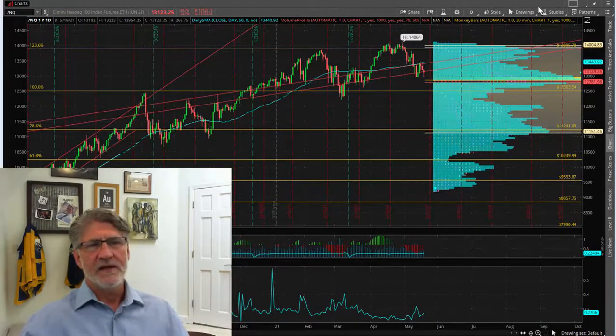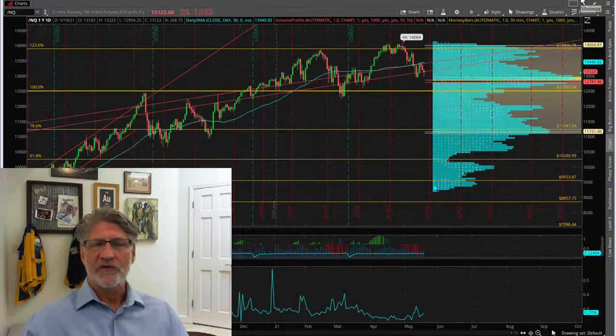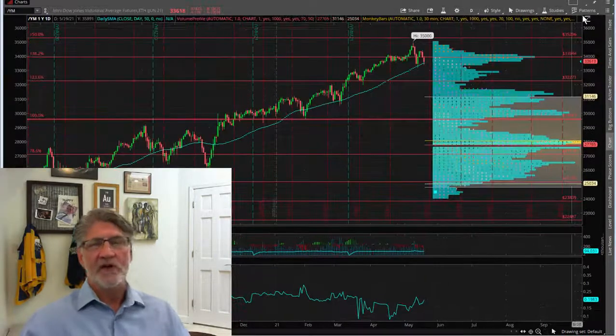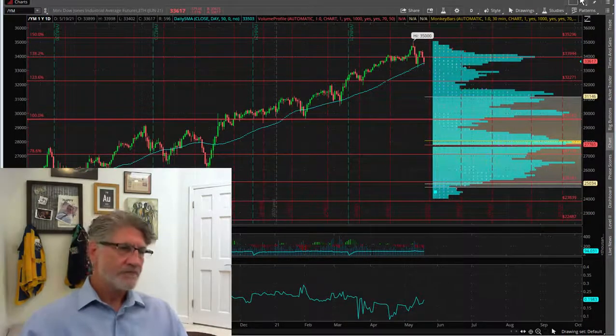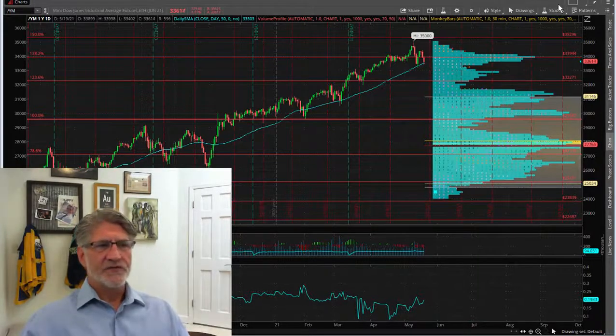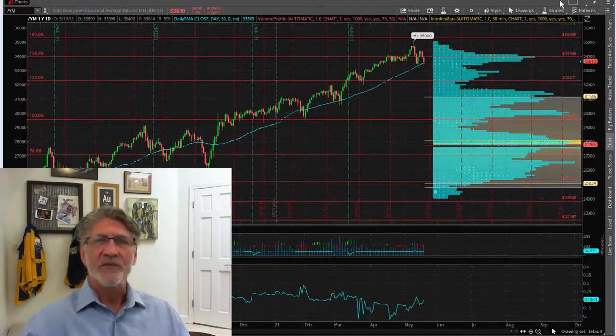As you can see in the NASDAQ, we came down, tested that point of control, but right now we're back up there near that trend channel. Dow Jones Industrial Average, similar situation here, coming down and testing the 50-day simple moving average.